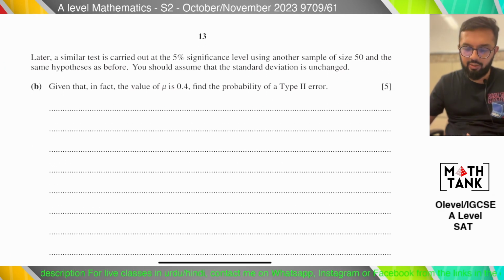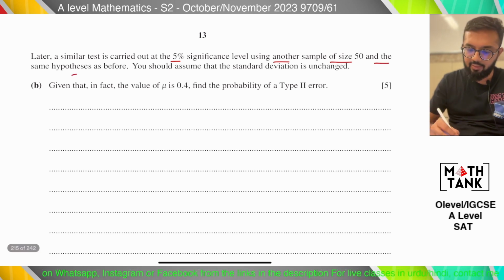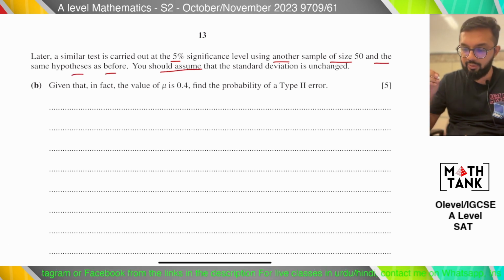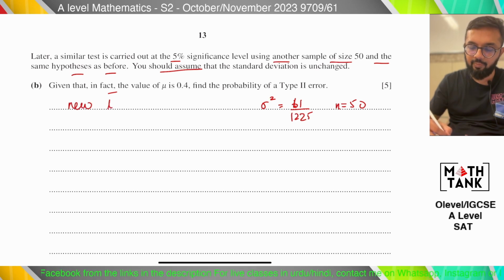Okay. Later, a similar hypothesis test is carried out at the 5% significance level using another sample of size 50 and the same hypotheses as before. We should assume that the standard deviation is unchanged. So sigma squared came out as 61 over 1225. The sample size is again 50. This is given that in fact the value of mu is a new mu, 0.4. Find the probability of a type 2 error.